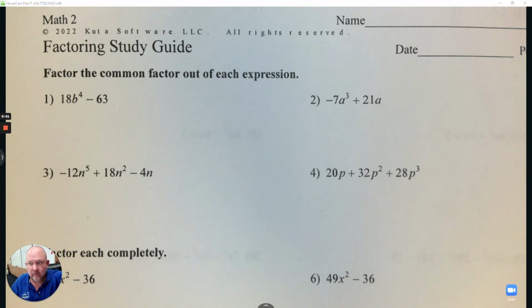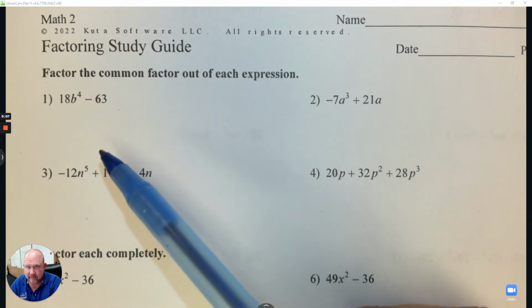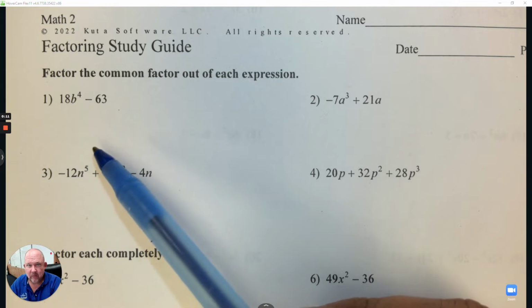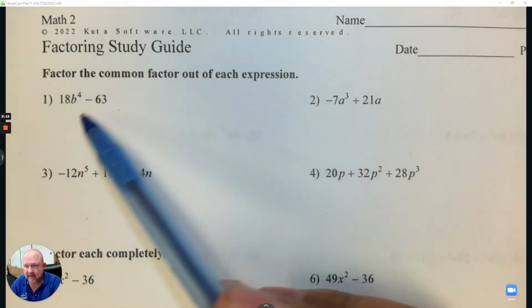Alright, so here are your solutions to this study guide to follow along. Obviously the hope is that you tried it first and you're using this for support, and not that you just watch and copy. So how do I factor a common factor out of each expression?